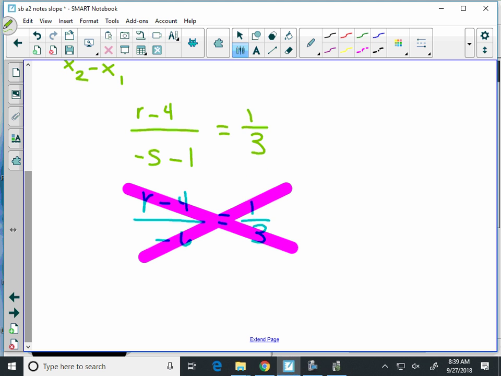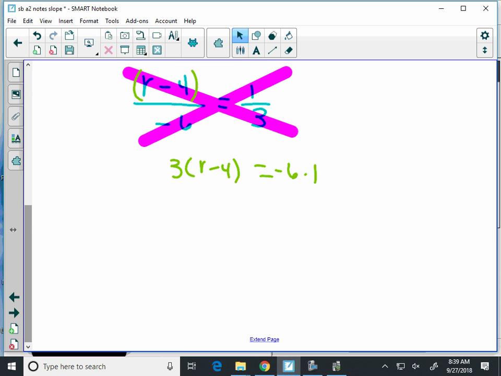But when we cross multiply, I always like to put parentheses around that binomial. Here's the reason why. I'm multiplying this entire thing, r minus 4, by 3. Not just the r, not just the 4, the entire thing's being multiplied by 3. And that's equal to, what's negative 6 times 1? I'll write it like that so we know we're multiplying the two things together.